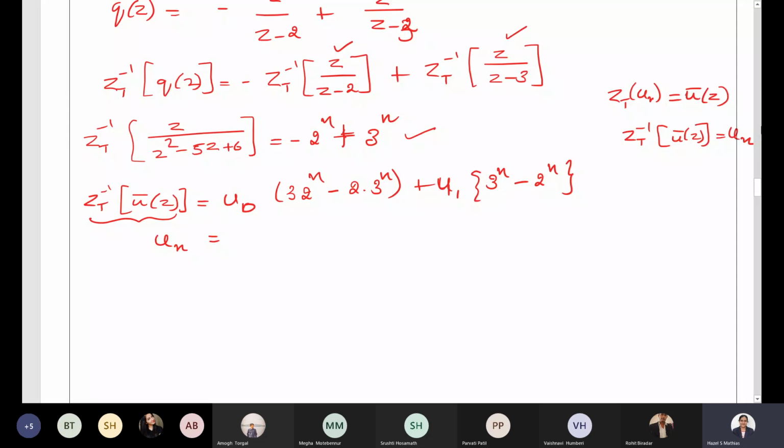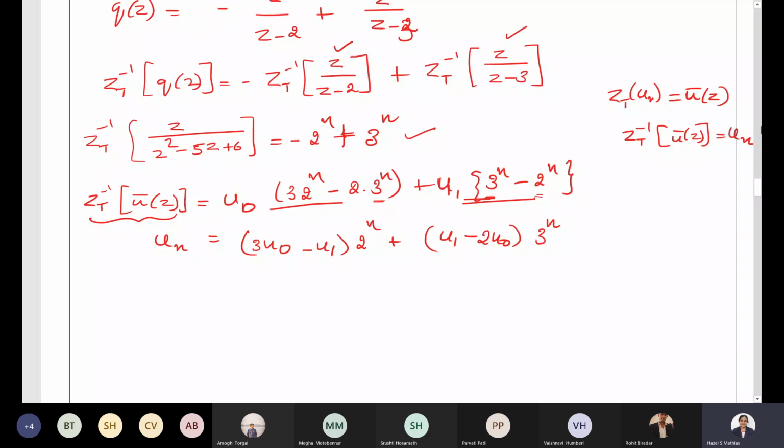See, what we do here is, we will split these things as coefficient of 2 power n and coefficient of 3 power n. So first you combine the coefficient of 2 power n, then you combine the coefficient of 3 power n. What happens when you take the coefficient of 2 power n? It is 3 u0, and here we have minus u1. Now take the coefficient of 3 power n. Coefficient of 3 power n is u1, and here also we have minus 2 into u0, so it is minus 2 u0.